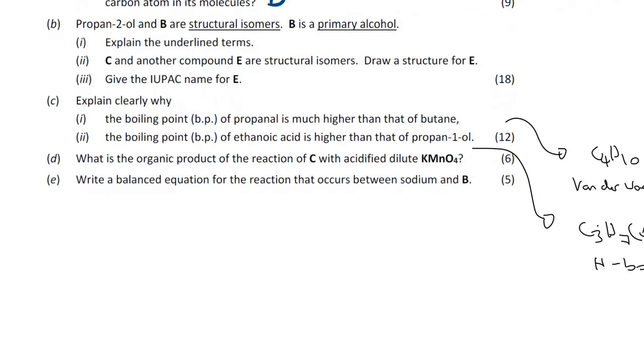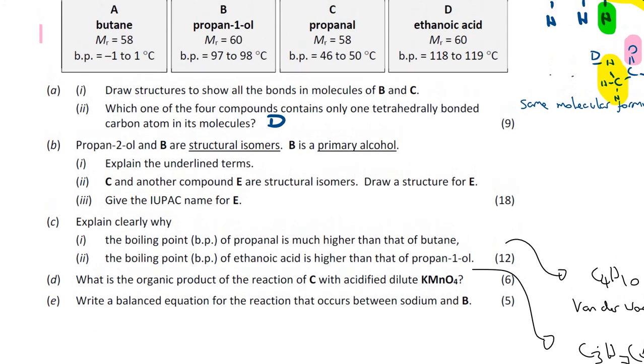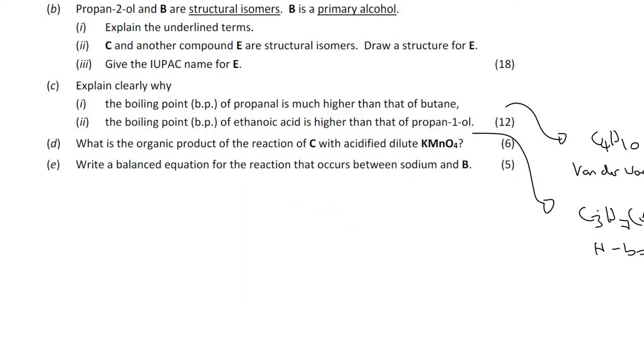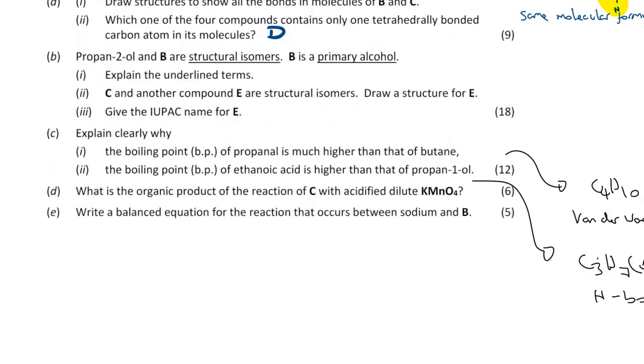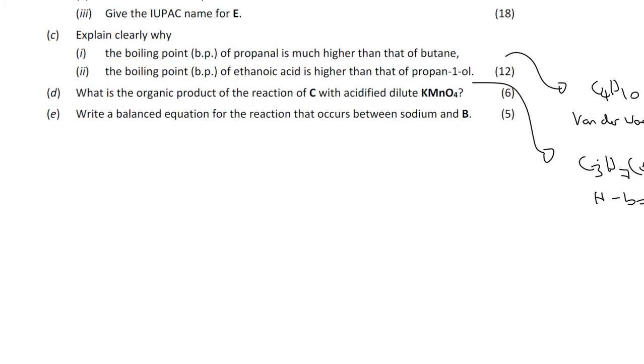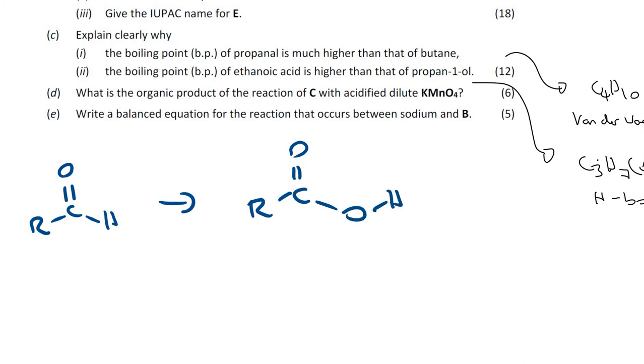What is the organic product of the reaction of C with dilute potassium permanganate? Well, C is propanal, so the product of the reaction of C with dilute potassium permanganate is conversion of the aldehyde, or it's just a generic group, to the carboxylic acid. So it's the one where we have 3 carbons, so it's propanoic acid. So it's an oxidation reaction.